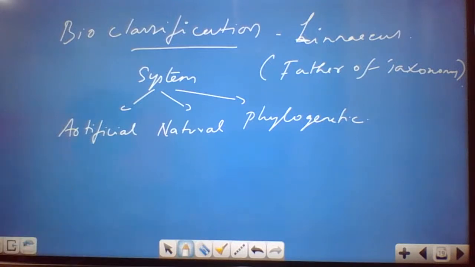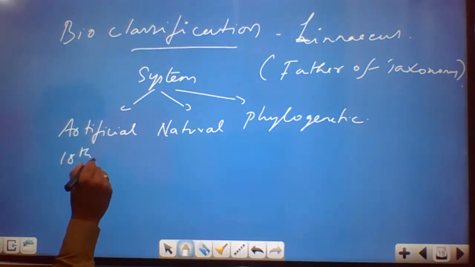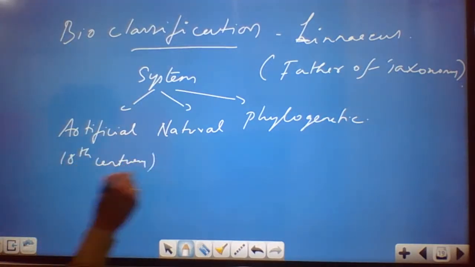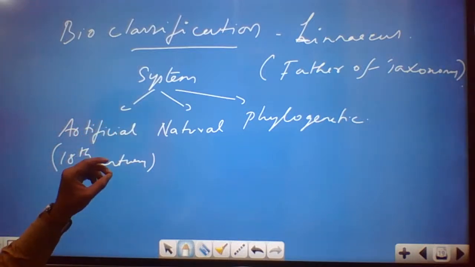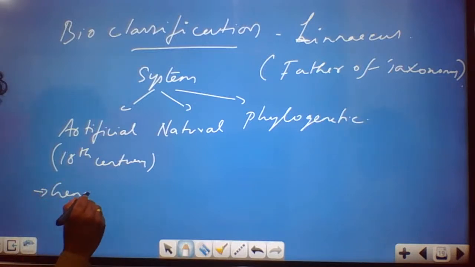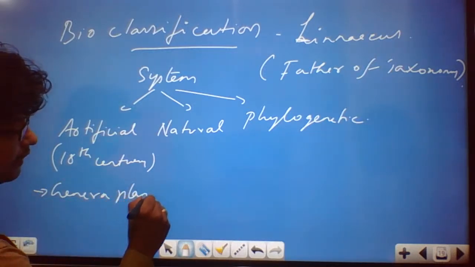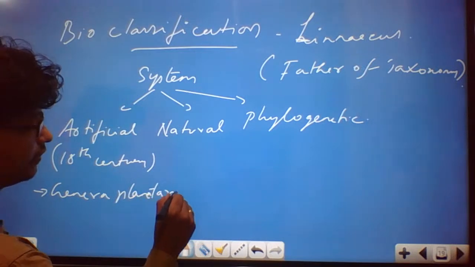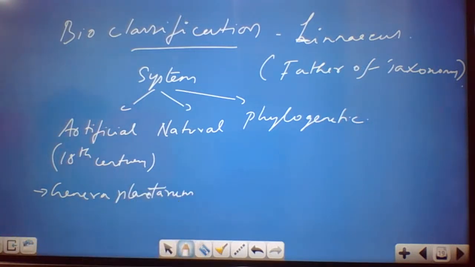This artificial system comes from the chapter Classification, the Diversity in Living Organisms. As far as the artificial system is concerned, this began in the 18th century itself. What type of questions do you get with this system? Usually the Genera Plantarum. Bioclassification is the chapter that we're talking about.